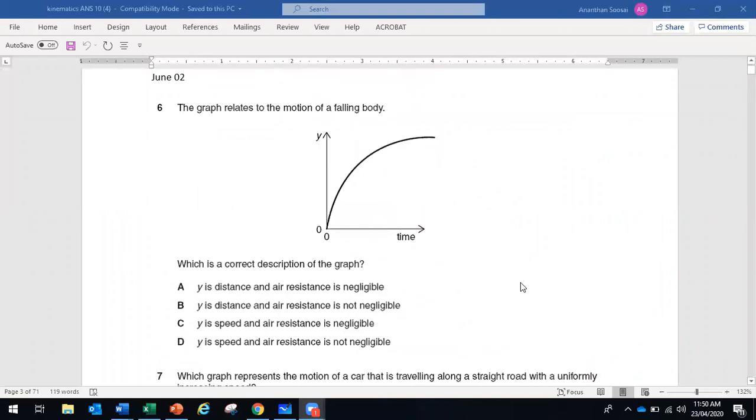Okay, number 6, 2022. What's your answer? One minute for you.